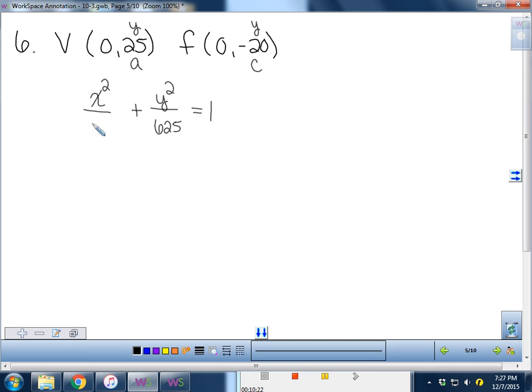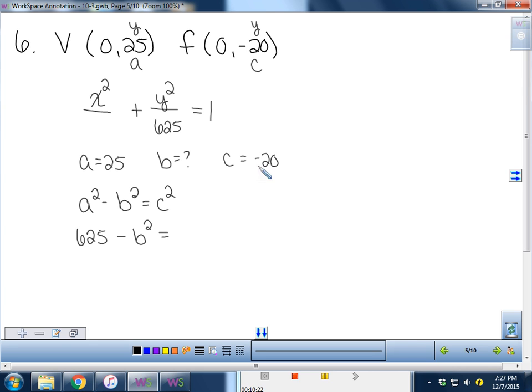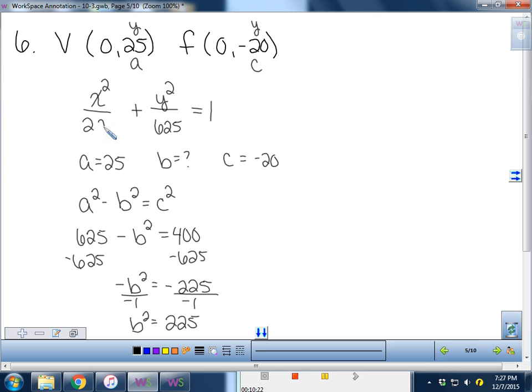But I still need b squared to go under here. So I know that a is 25. I don't know b. And I know that c is negative 20. So I will plug into the formula a squared minus b squared equals c squared. So I know that a squared is 625 minus, I don't know b, that's what I'm trying to find. And I know that c squared is 400. Negative 20 squared is 400. So I will subtract the 625, and I have negative b squared equals 400 minus 625 is negative 225. But I have to get rid of this negative 1. So I divide by negative 1, and b squared is positive 225. I don't need b, I need b squared. So 225 is what's going to go underneath the x.